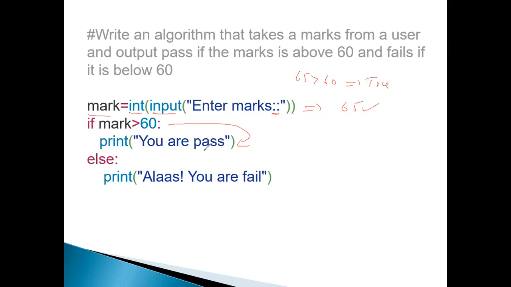If this condition is false, then else control will come here. Then it will print alas you are failed. As I entered 55, 55 is not greater than 60. So this condition becomes false. So then control will come here and it will print this message on the screen. Okay. Now see how to do it in Python. I'm showing you using my editor or online editor. Okay, wait a second.